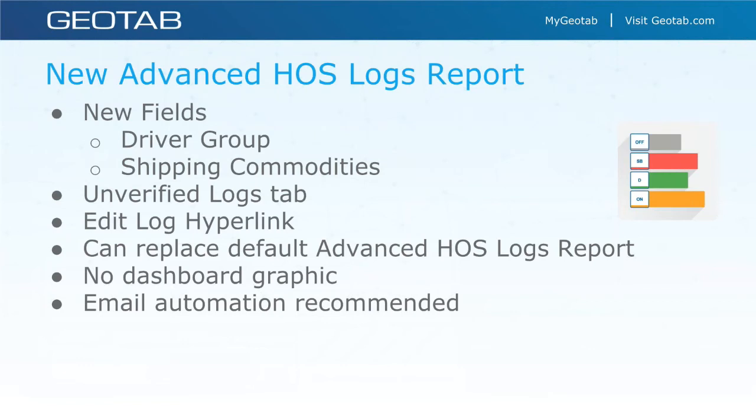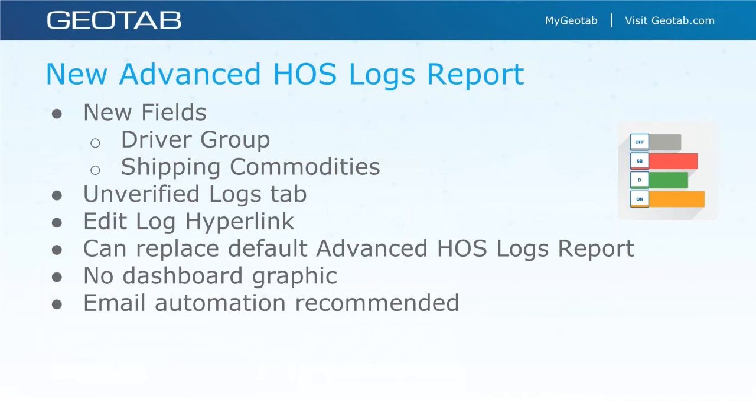So the company, the commodity, and the document number, which is the information the driver puts into the app when they start their haul. Also, we have an unverified logs tab, so we can isolate all unverified logs. We have that edit log hyperlink. So that's what we were talking about a few moments ago, where you put in the name of the server and the database, and then it'll link you right to the database, right to that log.